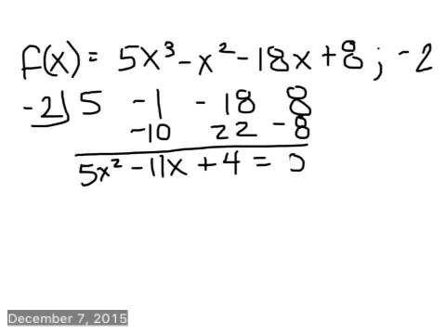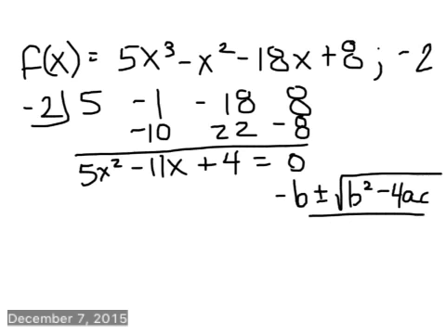If I try to factor that, what times what gives me 5? 1 and 5. What times what gives me 4? 2 and 2? 1 and 4? No matter how hard I try, I'm never going to make negative 11 in the middle. So if it doesn't factor, what do you have to do? You have to use the quadratic formula, which I know it's been a while since you've seen it. It's negative b plus or minus the square root of b squared minus 4ac all over 2a.